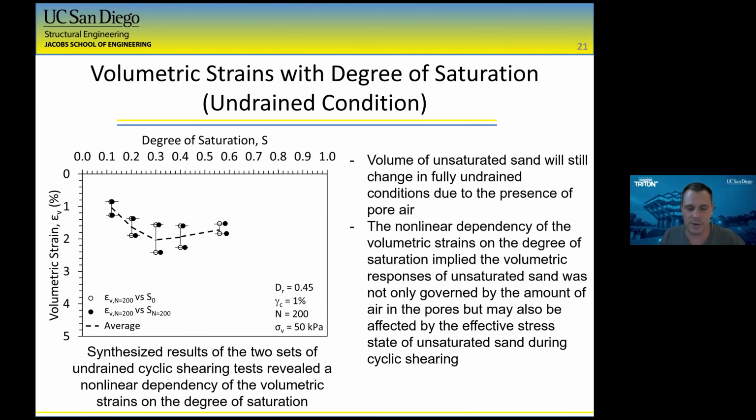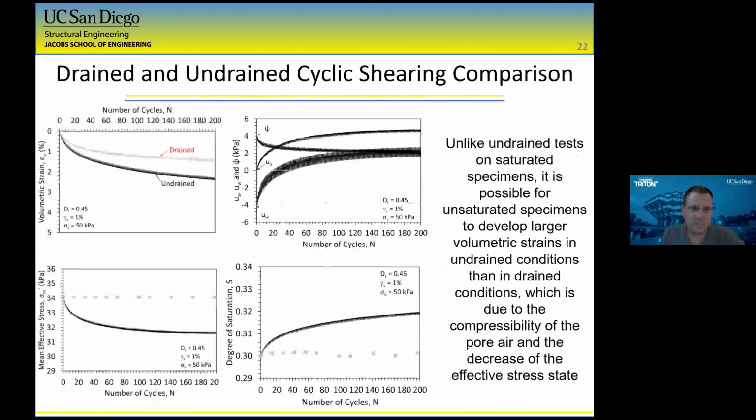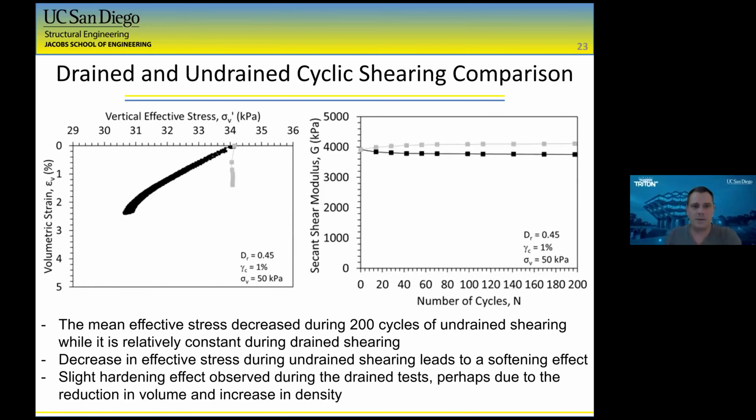In Gayumi, it was a partially drained centrifuge test. We did some comparisons with drained tests, and because of the decrease in the effective stress, the undrained conditions lead to more volumetric strain. So you can see that there's a large decrease in effective stress in the undrained tests, and that leads to a softening of this small strain shear modulus.